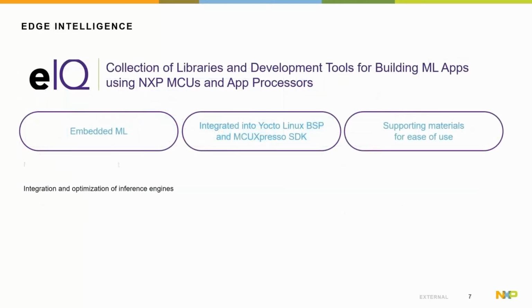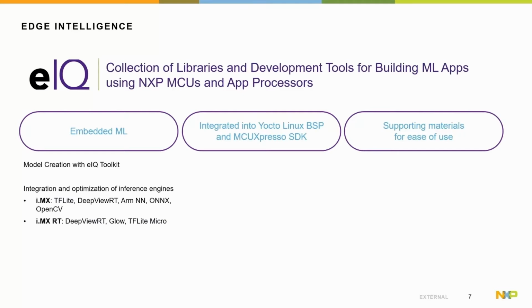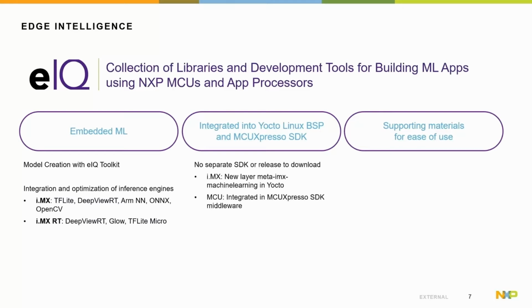So it covers the model creation, which can be done with the eIQ Toolkit, which is what we're going to be focusing on for the rest of this presentation, as well as the integration and optimization of inference engines. We offer these different options because some of them are going to perform better for certain models. Some customers have particular needs where they want to stick to open source, or they want the absolute fastest. So we give you options so you can find the best fit for you. All of these are integrated in our standard enablement with Yocto for the i.MX or MCUXpresso SDK for the MCU side of things with i.MX RT.